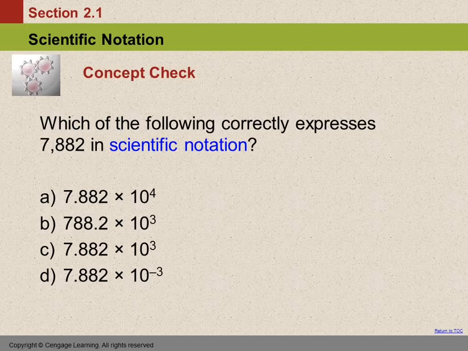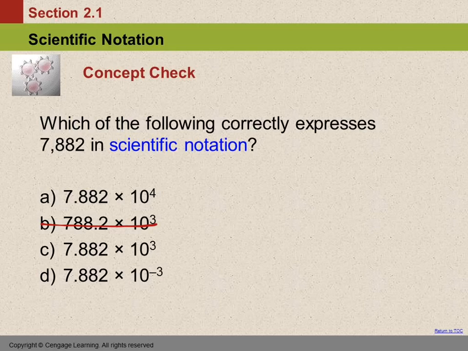What is obviously wrong about letter B? The decimal point's in the wrong place. We have to have the decimal point after the first non-zero digit. So B is out because the decimal point's in the wrong place. So look at the rest of them.